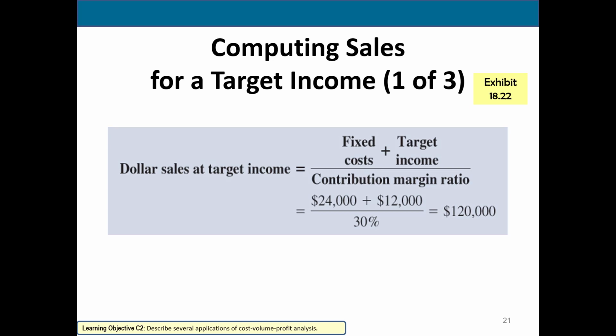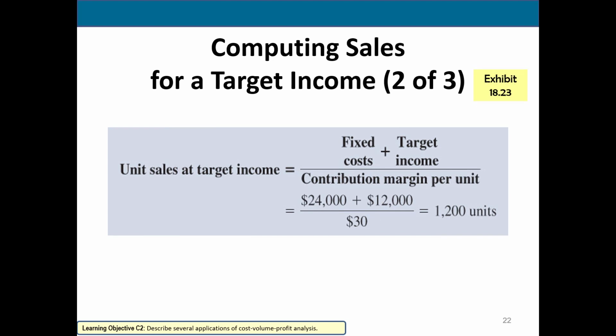So we have fixed cost of $24,000. We want to earn $12,000 in income. So we divide that by the contribution margin ratio to get the dollar sales needed to earn $12,000 in income.